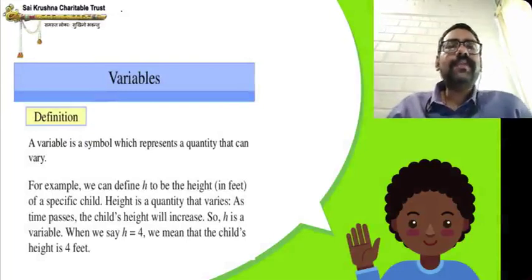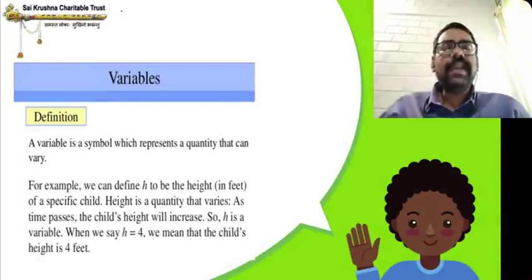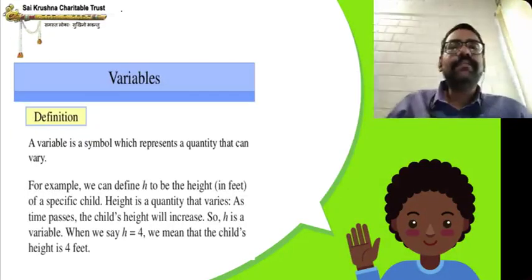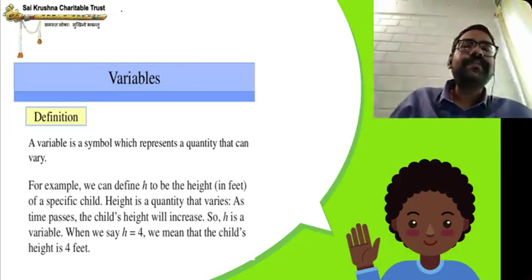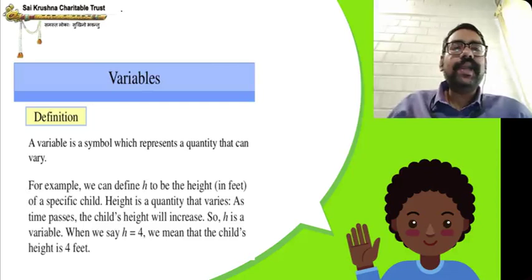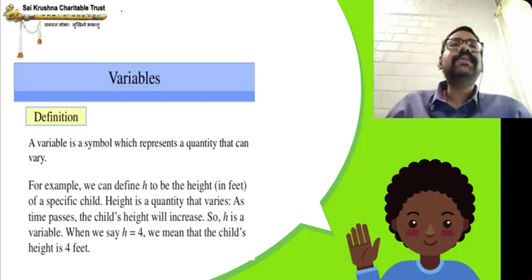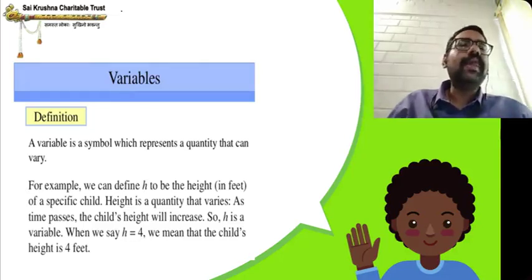Now, the definition of a variable. A variable is a symbol which represents a quantity that can vary. For example, we can define h to be the height in feet for a specific child. Say the child is 150 centimeters in height. After 1 year, she will become 155 centimeters. After 1 more year, 160. So height will be varying. That is called a variable.